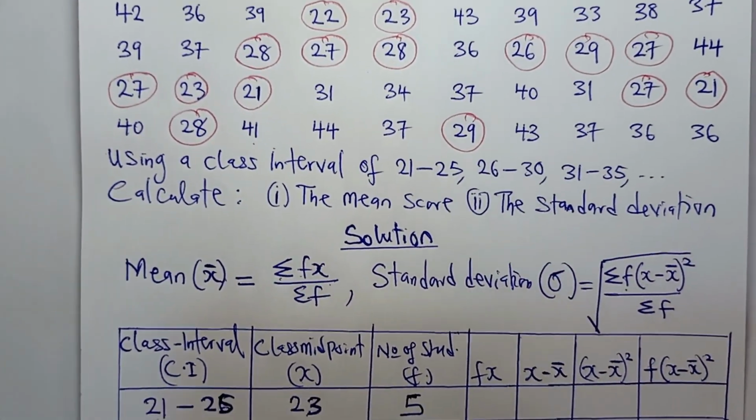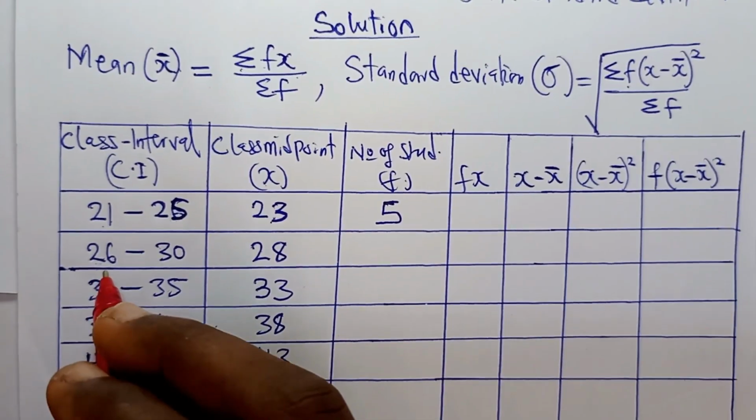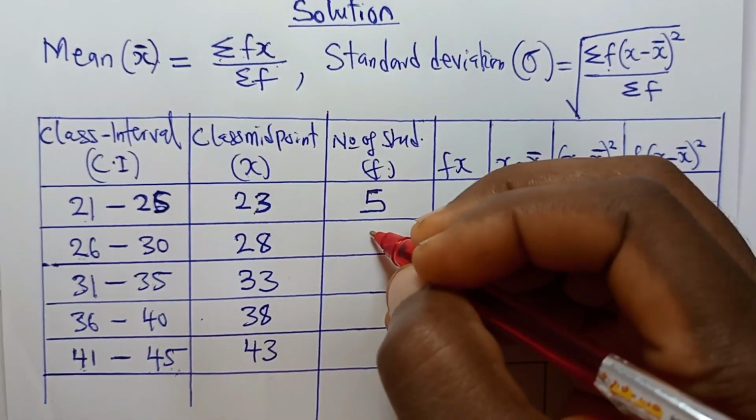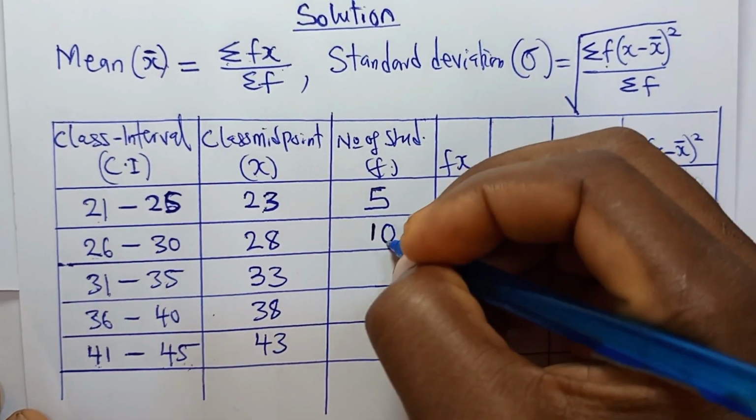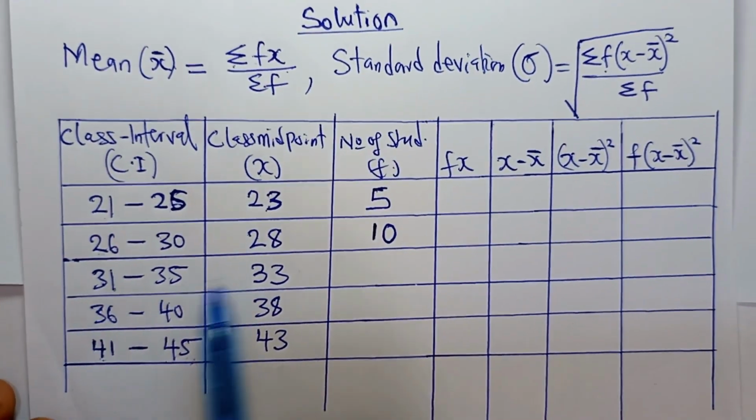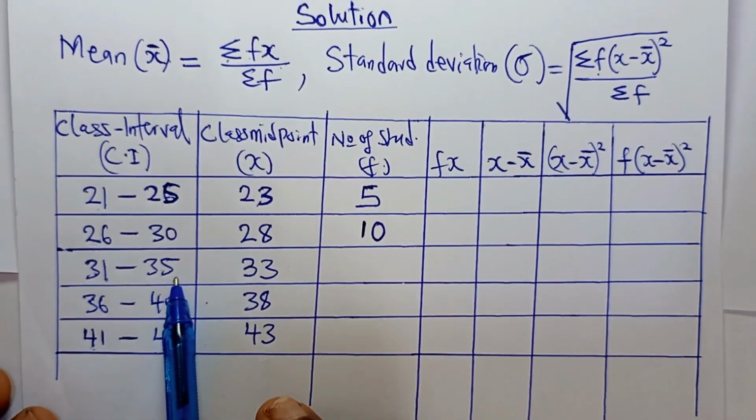So I will come to the table. The class interval 26 to 30, frequency is what? 10. Then I will go and get the frequency for 31 to 35.